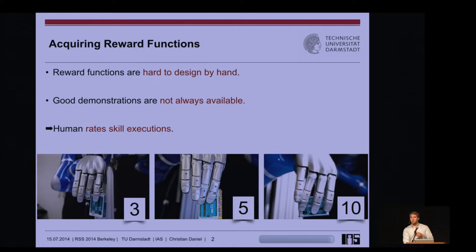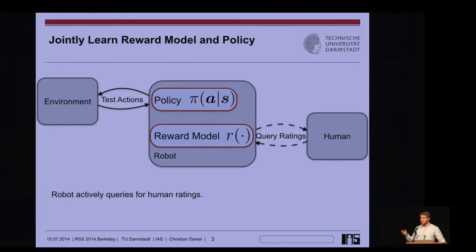So what we're proposing is that the robot, what you saw there, demonstrates skills and the human gives ratings so that the robot can then learn a reward model. So we have the robot here in the middle, and now in addition to learning a policy that you would usually do, you also learn the reward model. So you can use whatever learner you desire, test your actions on the environment, and observe outcomes.